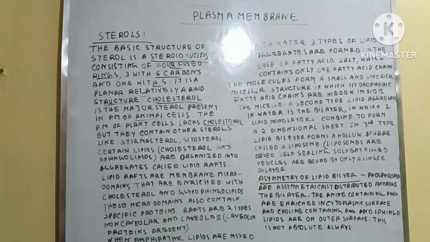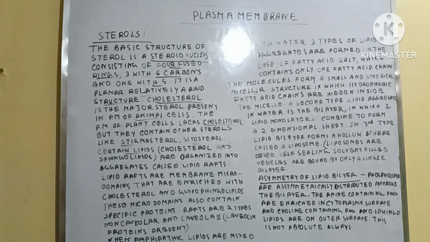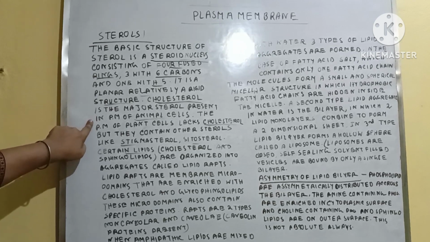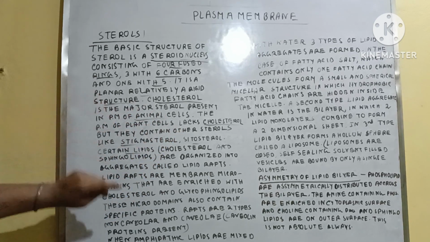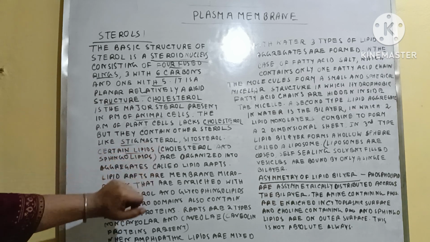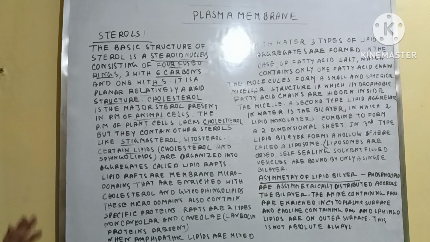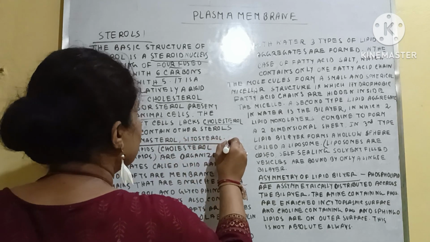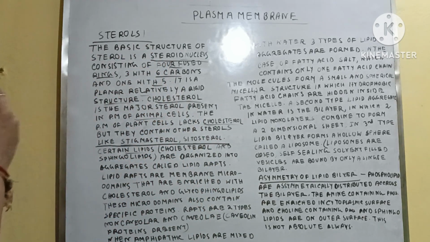They don't have any cholesterol, but they contain other sterols like stigmasterol and sitosterol, and certain lipids also, like sphingolipids. In plant cells there is no cholesterol. That means in the absence of cholesterol, there are other sterols, the stigmasterol and sitosterol. So this is the structure of the sterols found in the lipid bilayer.